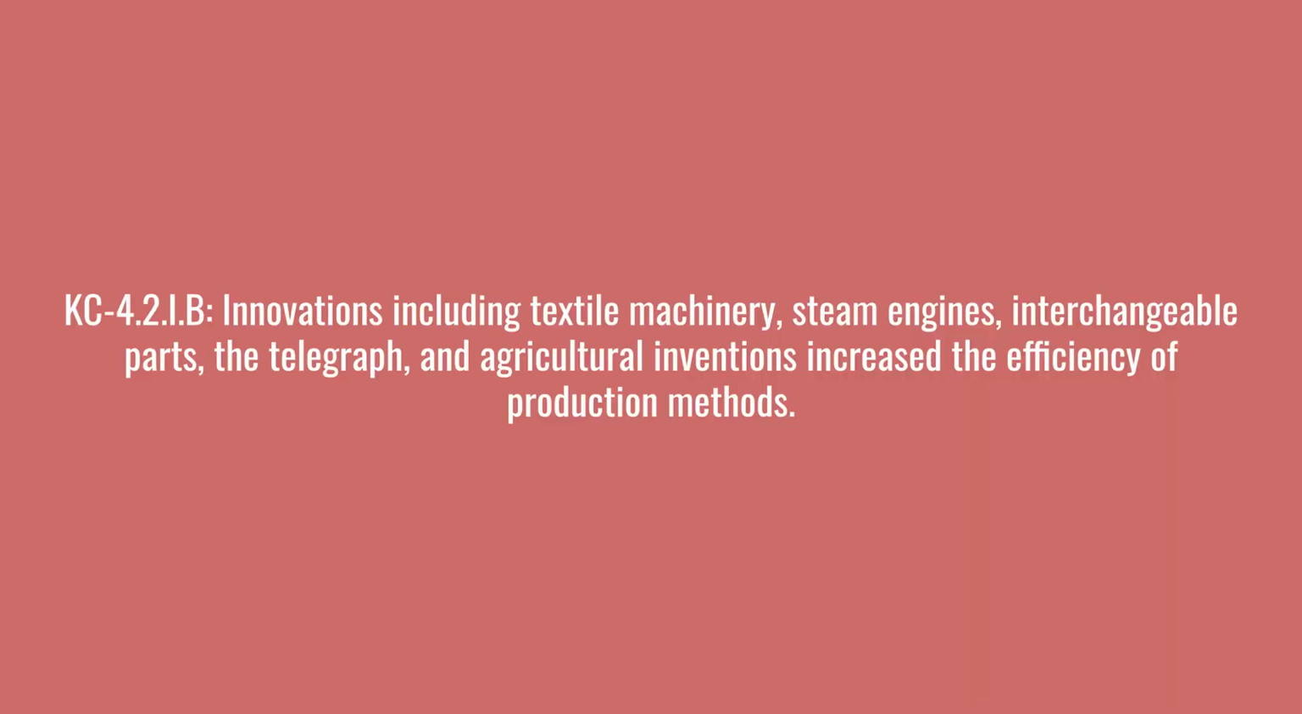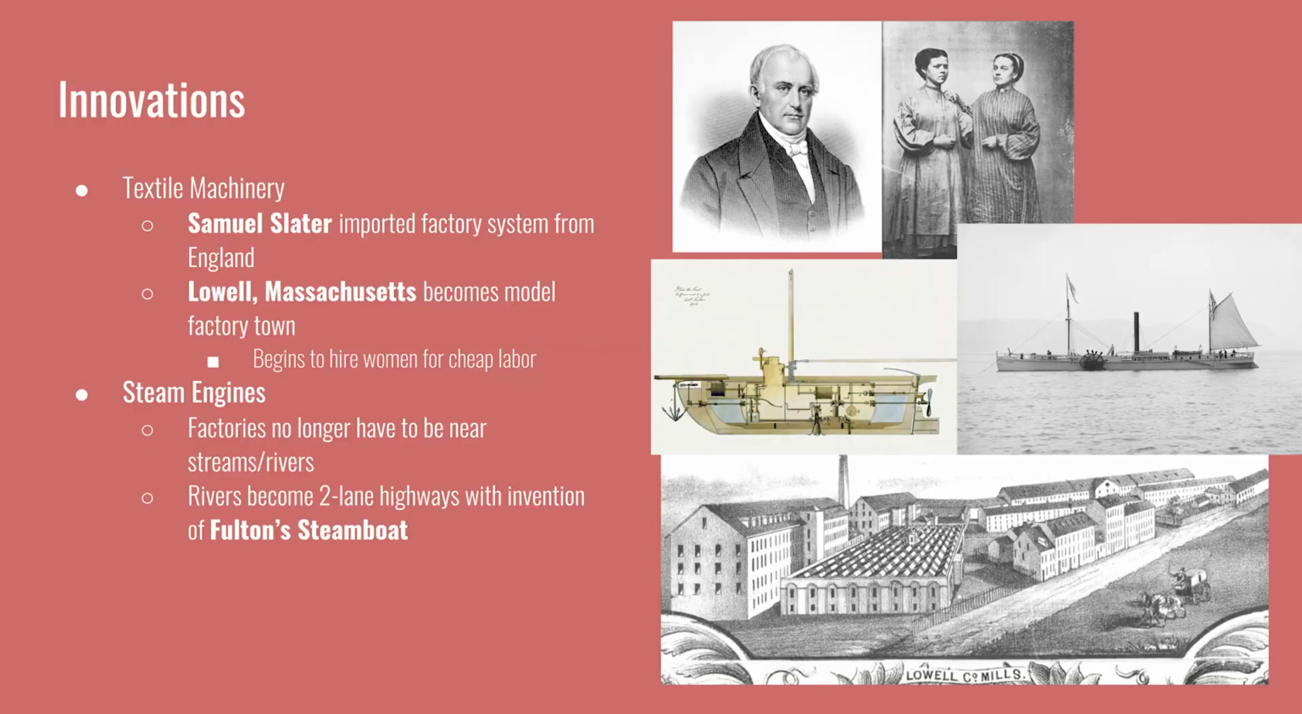The next key concept is about some of the major inventions from this period. It says, innovations including textile machinery, steam engines, interchangeable parts, the telegraph, and agricultural inventions increased efficiency of production methods. Textile machinery was brought over from England by Samuel Slater.